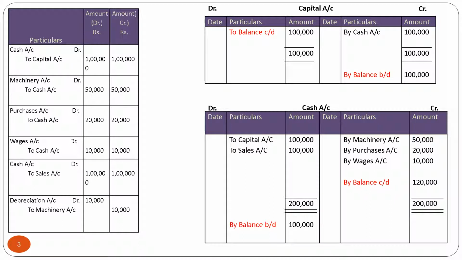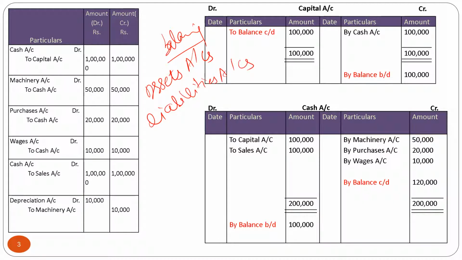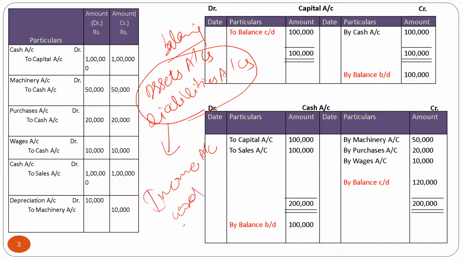We just do the balancing only for the assets account and the liabilities account, because these two accounts are also continued in the next year, but we don't do the balancing for the income account and the expenses account. Don't do balancing for these accounts.